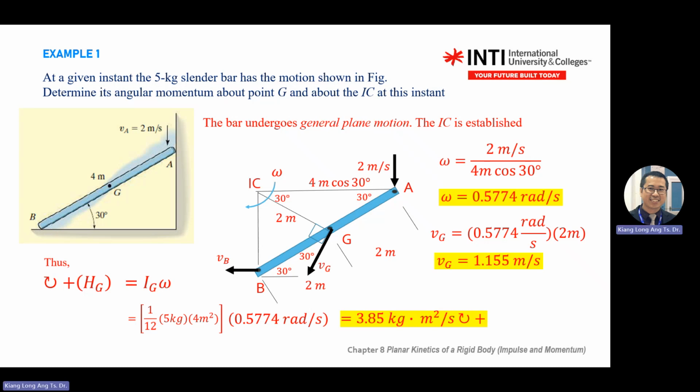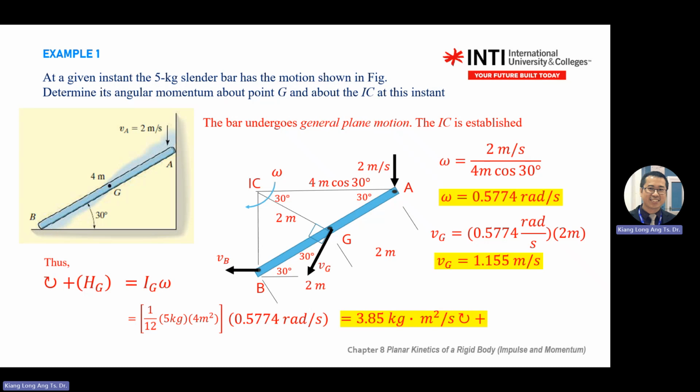Omega is angular velocity. From the IC, this omega is shared with this whole body. This omega is the same for all the points here, here, here. Why? Because V equals omega R. The omega value is the same for all the points.